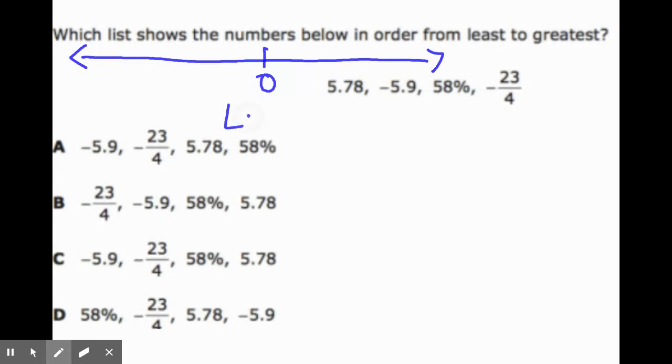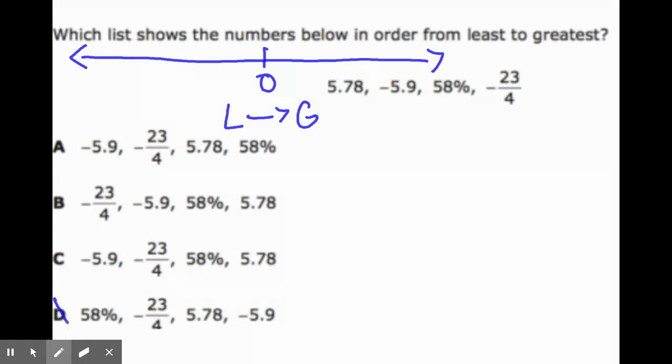All right, so least to greatest. So we would start with the largest negative number, and then we would end at the largest positive number. So knowing that, we can go ahead and eliminate answer D before we even start converting our numbers, because that one does start with a positive number. The other three answer choices all start with a negative, so we are going to keep them in the running.